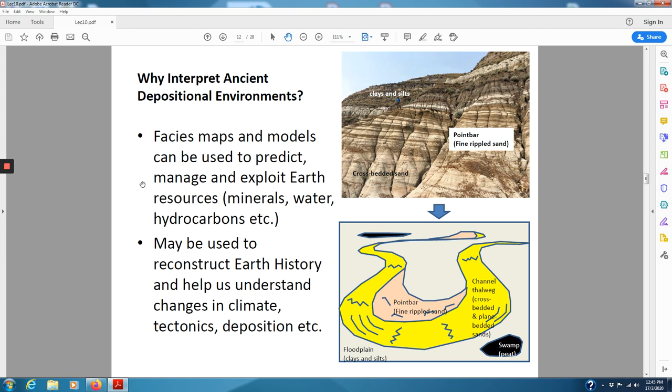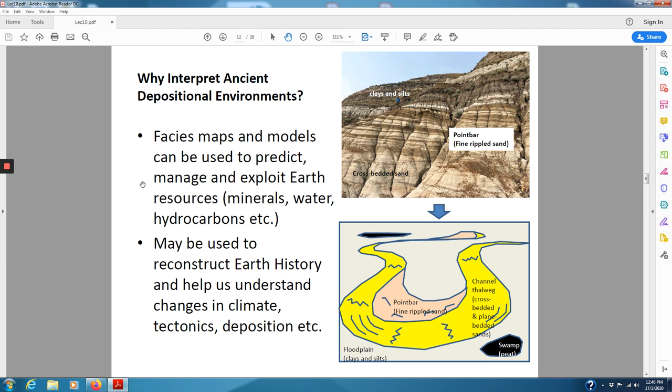But before we continue, let's go a little bit into the philosophy here. We've touched on this a little bit, but mostly on the academic side. So, okay, we can interpret ancient depositional environments, and we can look at broad things like reconstructing Earth history. We can understand changes in climate, tectonics, and deposition. These are important topics, of course. These are very important, right?